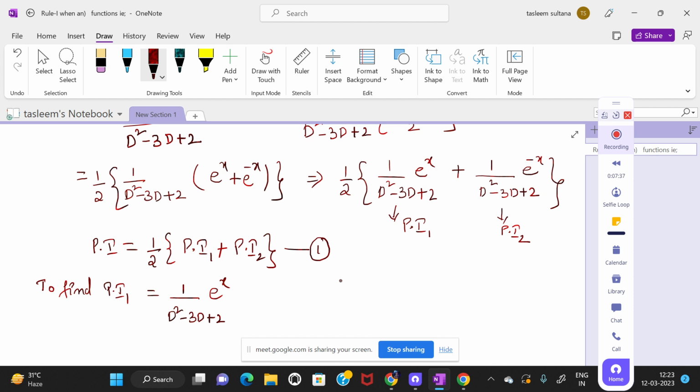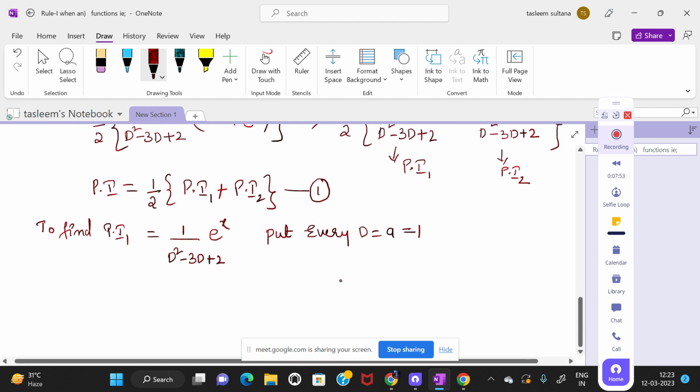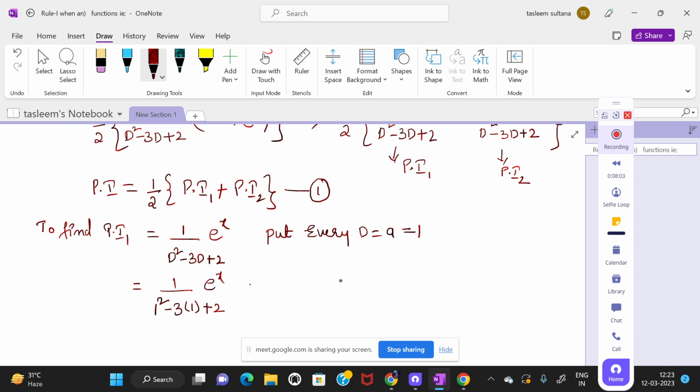a = 1, a = 1. Yes, so you're going to put d = a in every d, where a value is equal to 1, which gives 1 divided by (1 whole square minus 3 into 1, plus 2) e to the power of x, which is 1 divided by (1 minus 3 plus 2) e to the power of x.